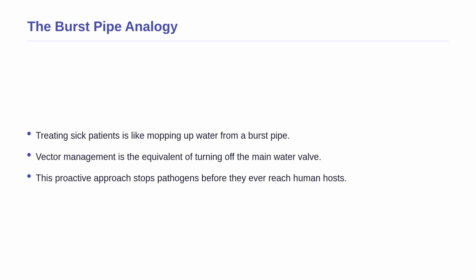Before we look at the science, let us think about a burst water pipe in your living room. You could grab a mop and frantically try to soak up the water, but the most logical first step is to find the main valve and turn off the water supply. In public health, treating sick patients with medicine is like mopping up the water. Insect vector management is the equivalent of turning off the valve. By controlling the insects that carry diseases, we prevent the pathogens from ever reaching human hosts in the first place. This proactive approach is the absolute cornerstone of global health initiatives.